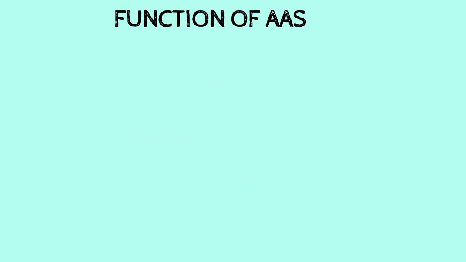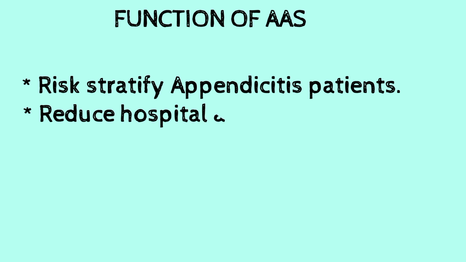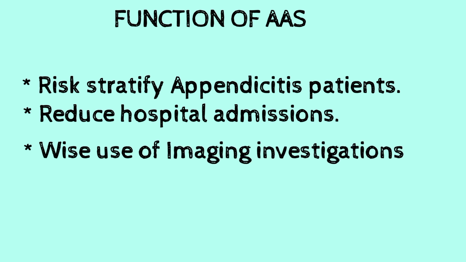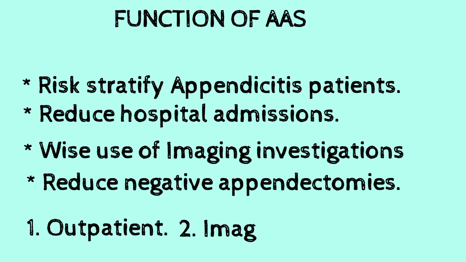Like other scoring systems, the Adult Appendicitis Score risk stratifies patients into low risk, intermediate risk, and high risk patients. Using clinical scoring systems reduces unnecessary hospital admissions, allows for selective and judicious use of imaging modalities, and also reduces the negative appendectomy rate. Once a clinical score has been given to a patient, then a decision can be made as to whether the patient can be treated as an outpatient, or whether the patient needs to be admitted for further imaging tests, or whether the patient needs urgent surgery.